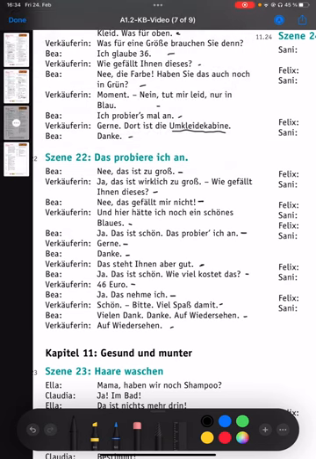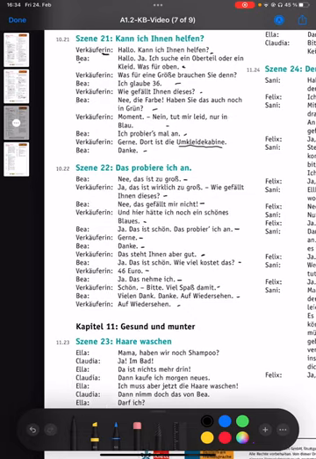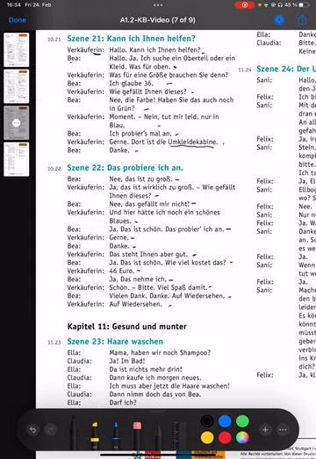Okay, so this is the continuation after this. So she went to the Umkleidekabine and then she came back. Nee, das ist zu groß. That is so big. Yeah, that is really very big. Wie gefällt Ihnen dieses? What do you think about this, do you like this? Nee, das gefällt mir nicht. I don't like it. Und hier hätte ich noch eine schöne Bluse.